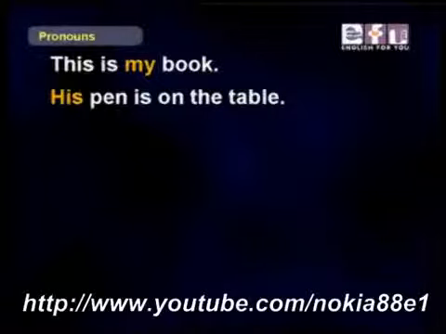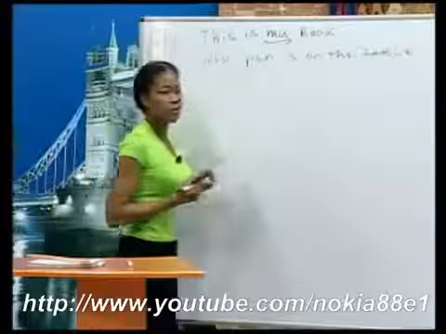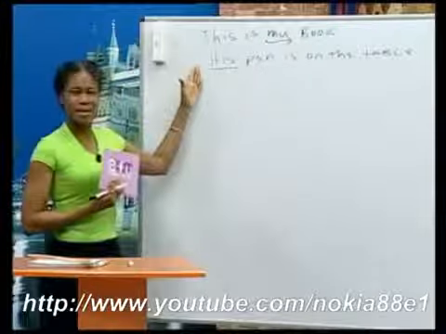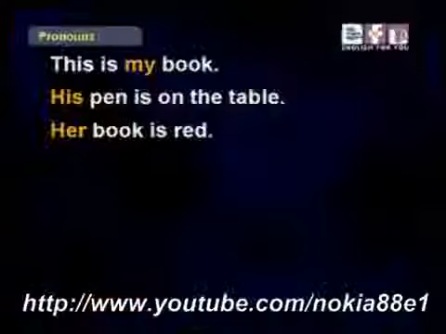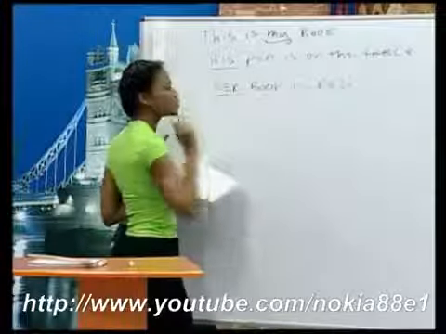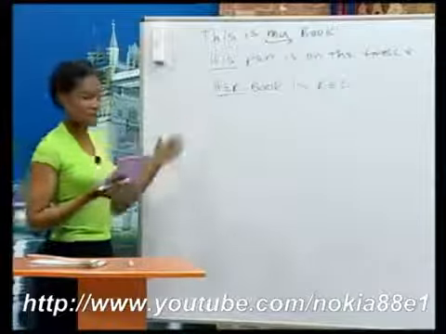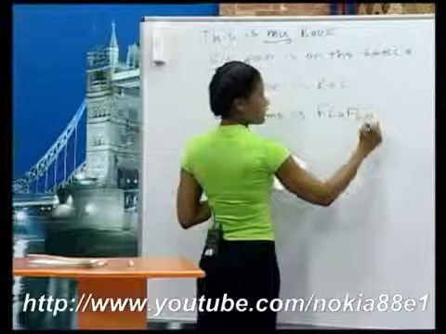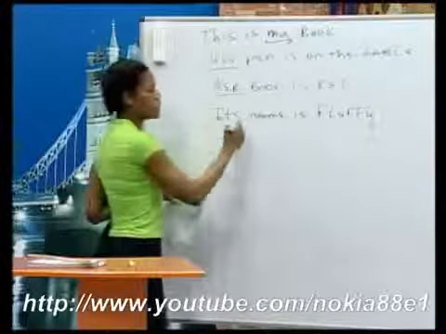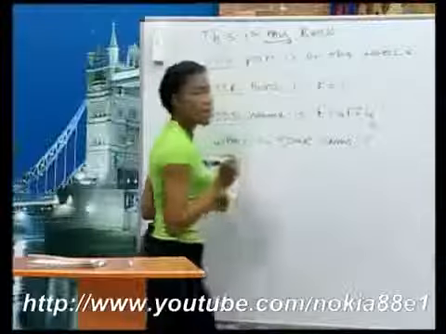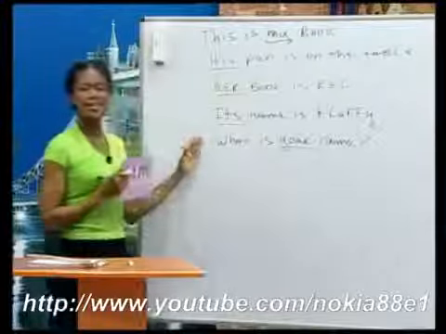His pen is on the table. Whose pen? His pen. Possessive adjective. Her book is red. Possessive adjective, her. Its name is Fluffy. Fluffy the cat. Whose name? Its name is Fluffy. What is your name? Possessive adjective, your.